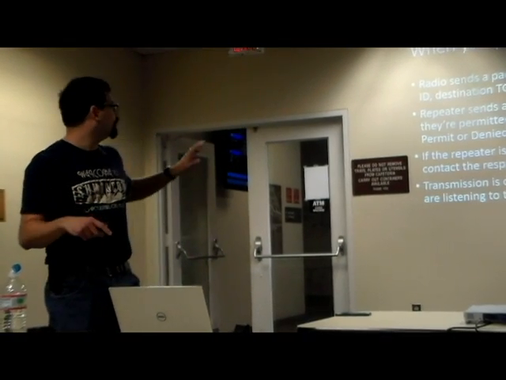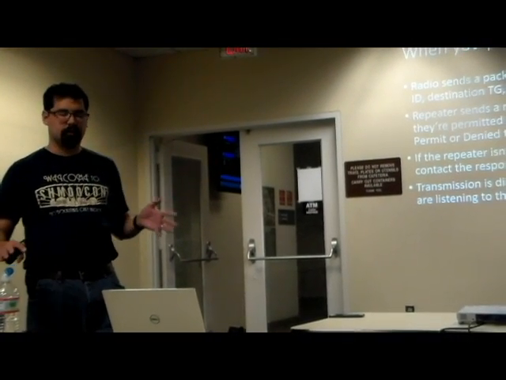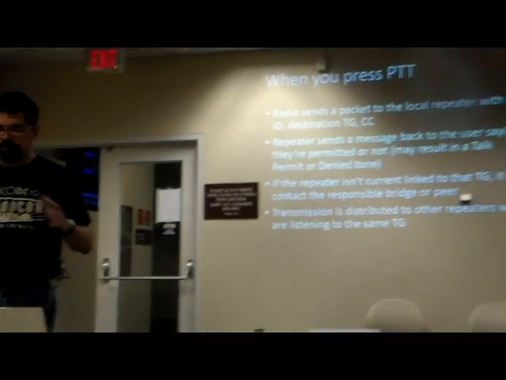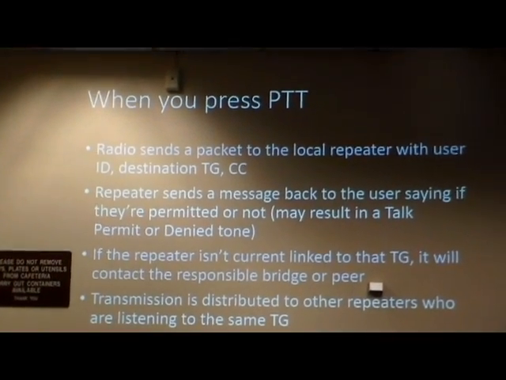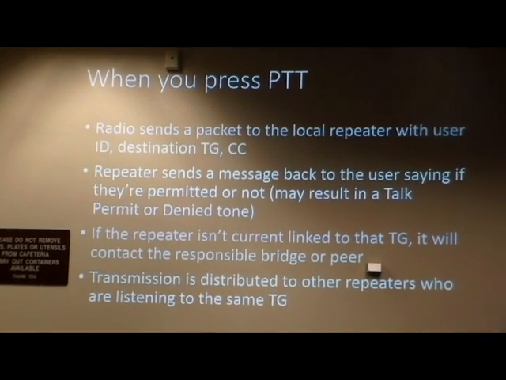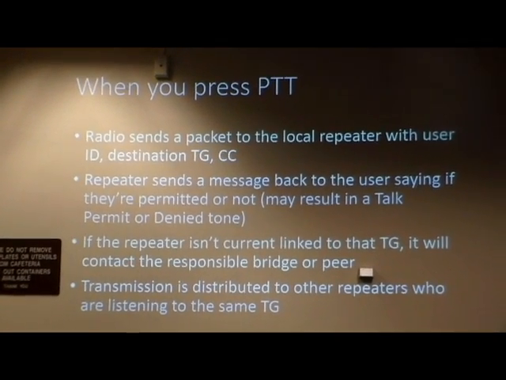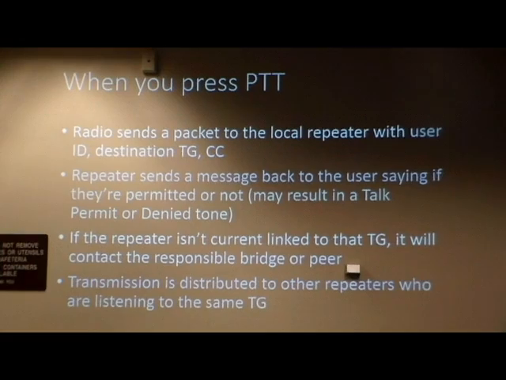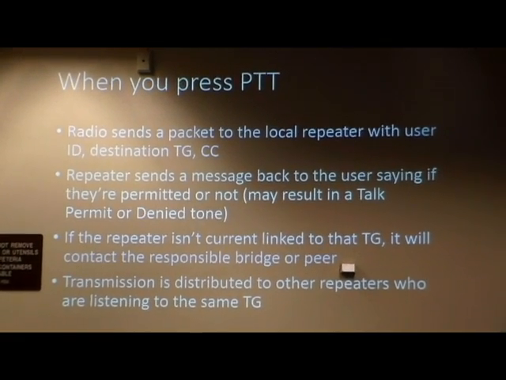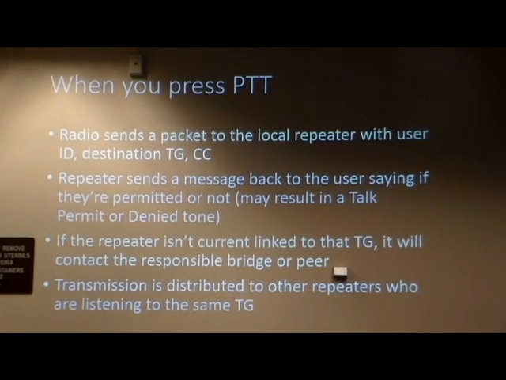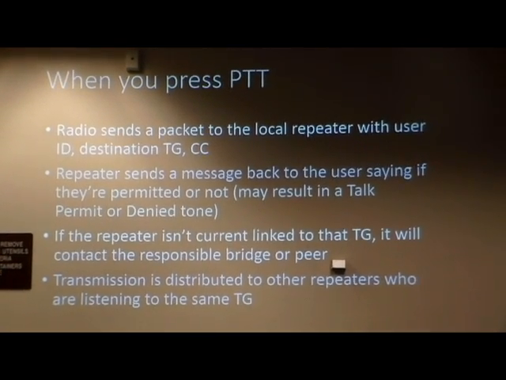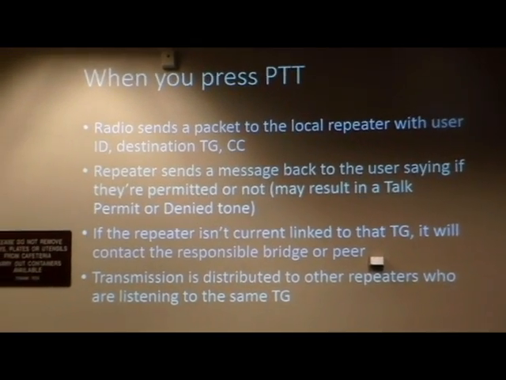So, a lot of stuff going on there. When you press PTT, a lot of things are going to happen. The radio that you have is going to send out a packet to the repeater, and that packet is going to be encoded with your user ID, that 7-digit number, the destination talk group, and the color code. The repeater is actually going to try to send packets back to your radio, setting whether or not you're actually allowed to transmit. And there are all sorts of reasons you may not be allowed to transmit.